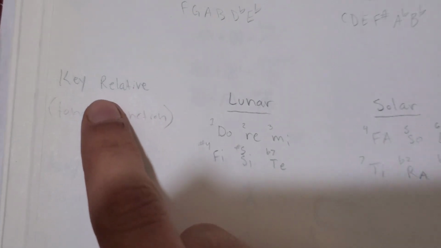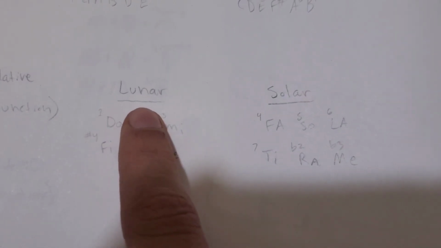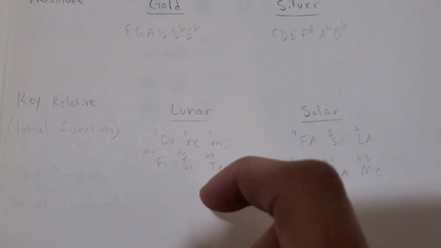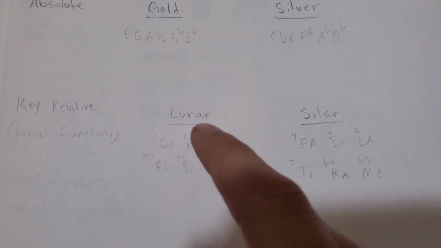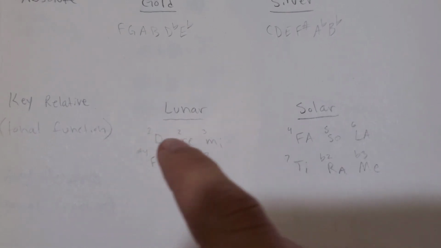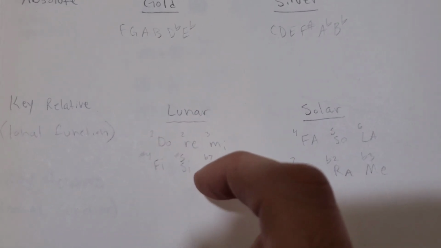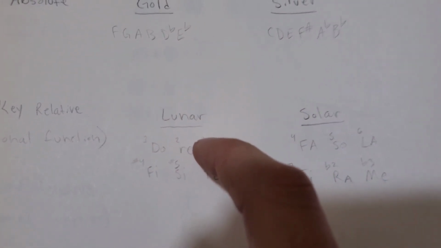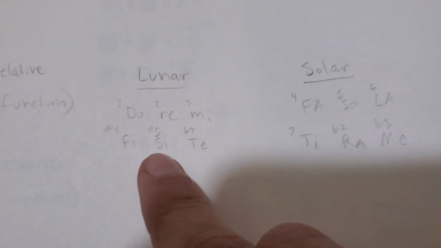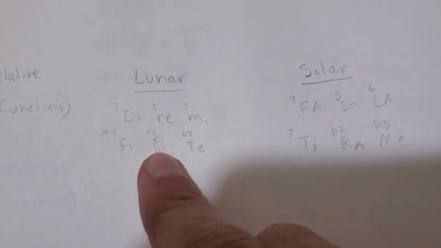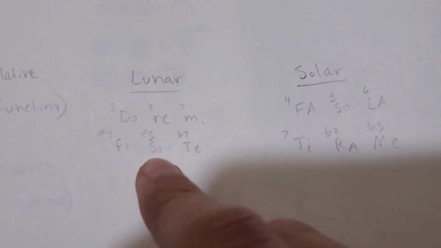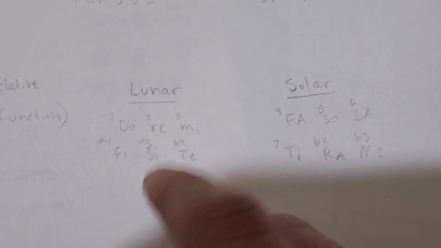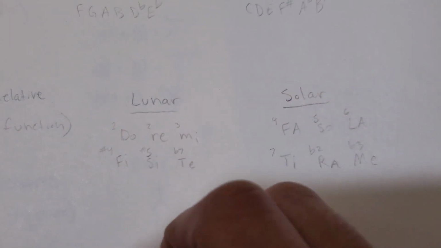The terms that are key relative are lunar and solar. What that means is if you're building a major scale, traditional major scale or Barry Harris major scale, the first three notes, do, re, mi, are the lunar group, which is diatonic. And then the sharp 5 of the key is what I would call the pin, the note that is in between. It's the passing tone, right?